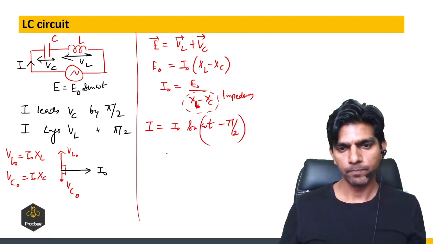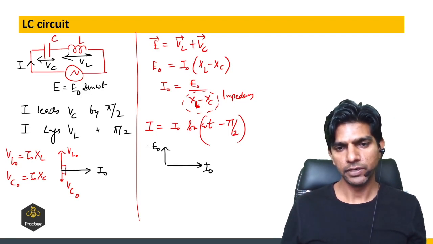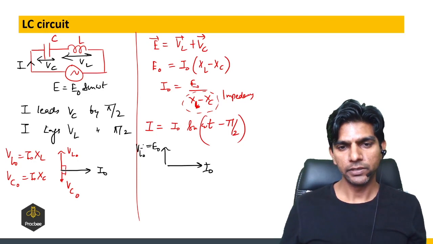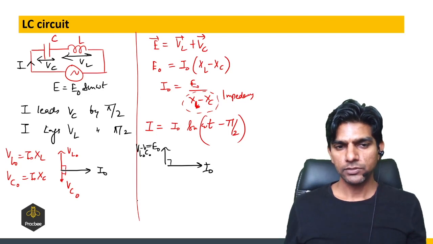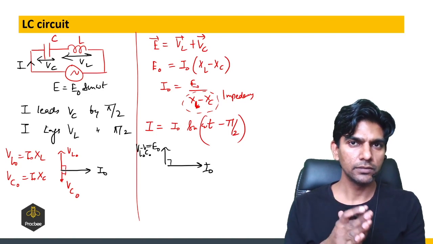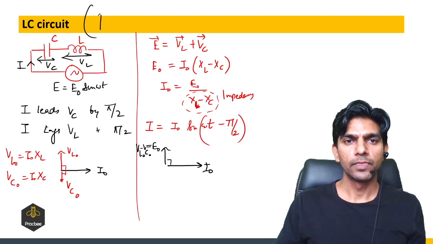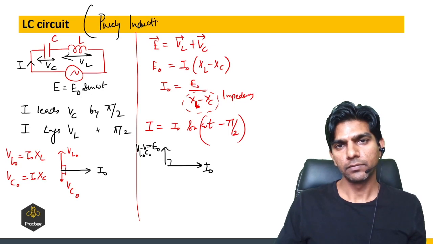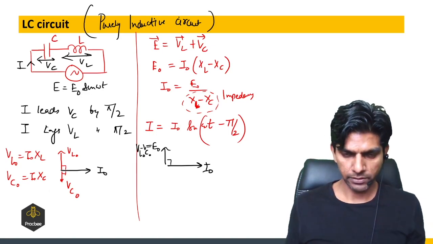Because the resultant, so this is basically E naught, and this is I naught, where E naught is VL naught minus VC naught. So this angle is 90 degrees. I hope it is clear. So again, in this case, the phase difference between the current and the source voltage is 90 degrees, and the current is lagging. So we can call this a purely inductive circuit. If XC is greater than XL, in that case, it will become a purely capacitive circuit.